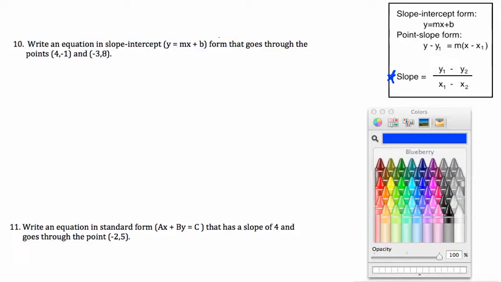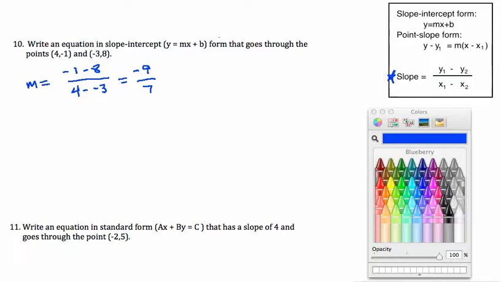So we're going to do -1 minus 8, m equals this. Okay, and then 4 minus -3. Okay, this will give us -9 over +7. Okay, leave it as a fraction.